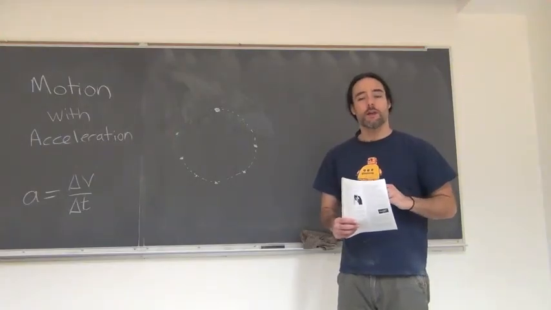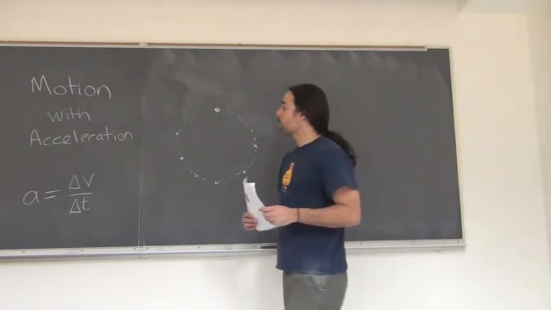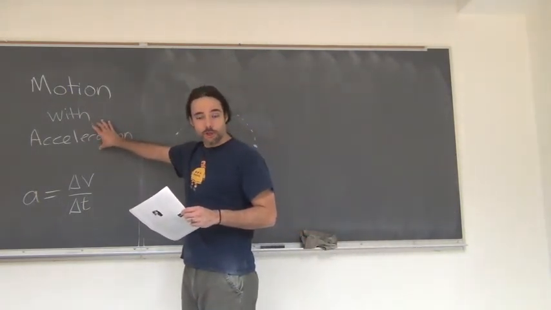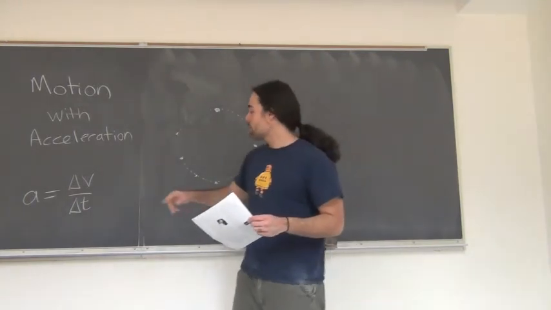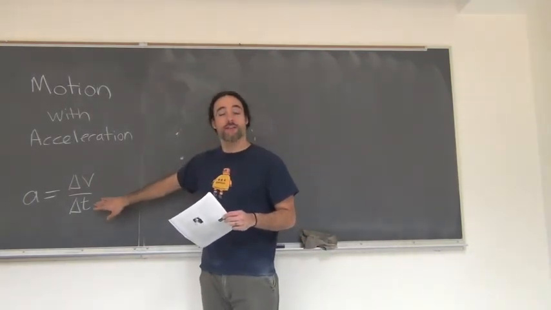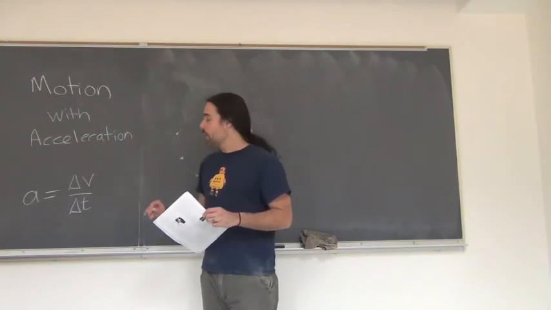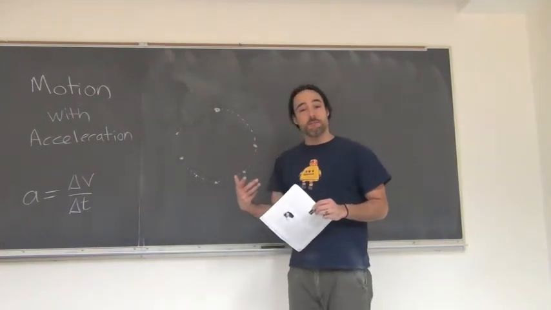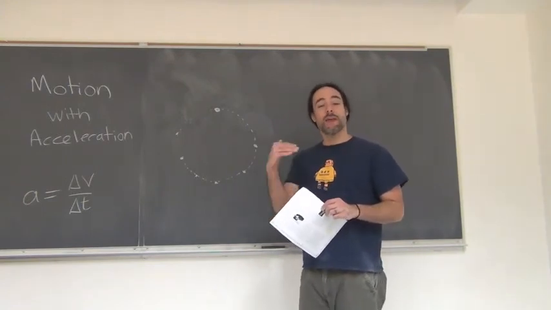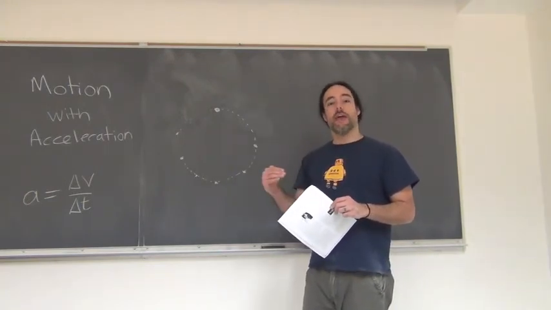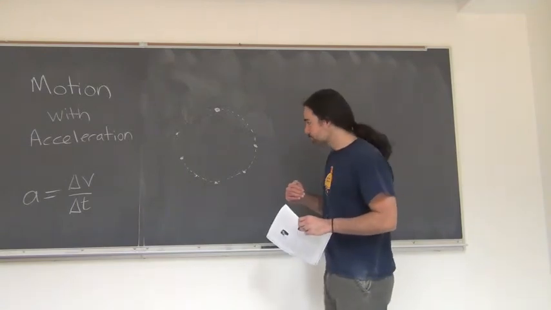We've talked about motion at constant velocity. Now we're going to talk about motion with acceleration. Now, recall from last semester that acceleration was just the change in the velocity divided by the change in the time. It's going to be the same thing here, now that we're dealing with multiple dimensions, except now we have to deal with vector velocities and vector accelerations.